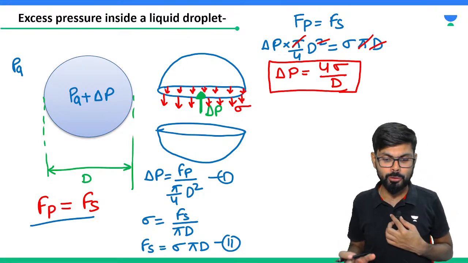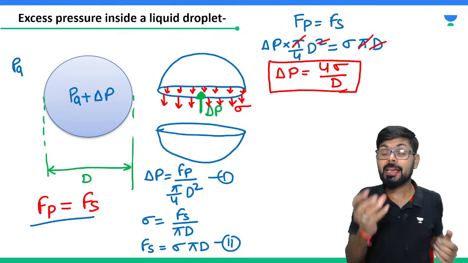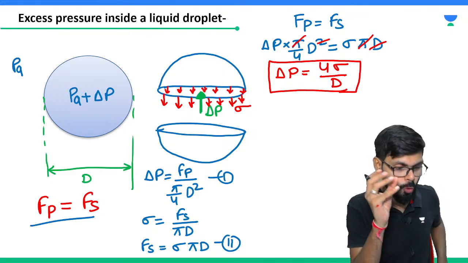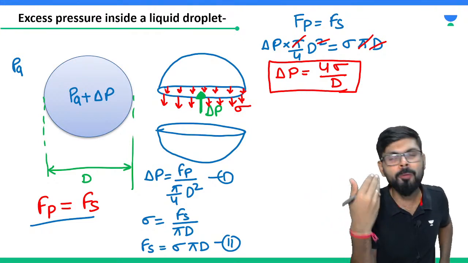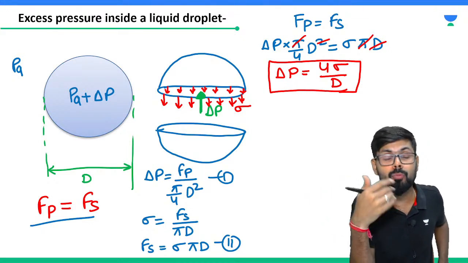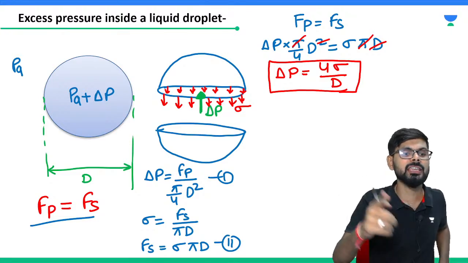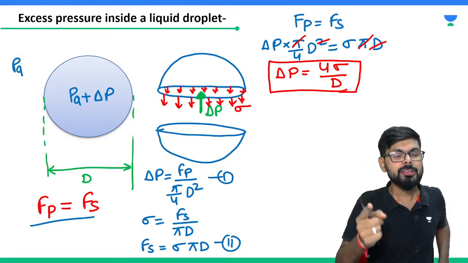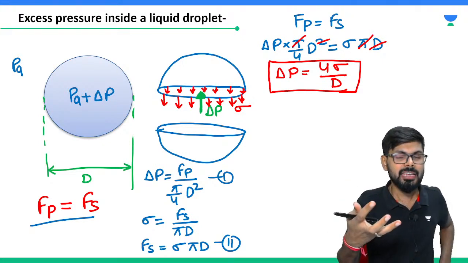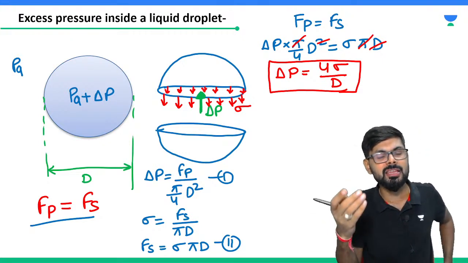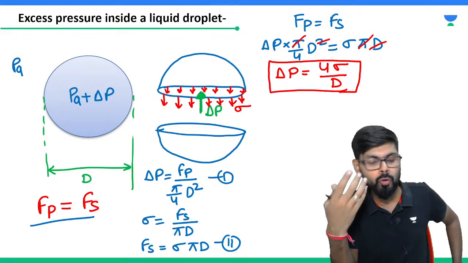Now this is about the liquid droplet, but in case of a soap bubble, more pressure will be there. Why? Because two surfaces are there. In a soap bubble, two surfaces are there, which means more surface tension is there, so it can hold more pressure.